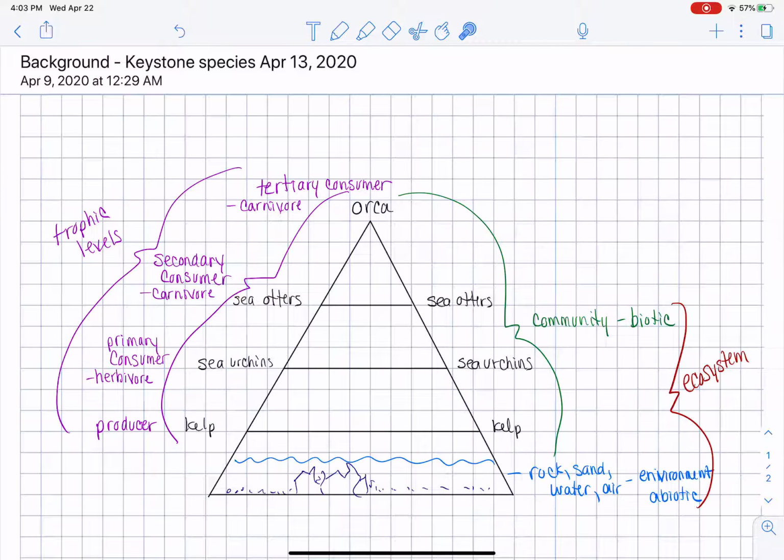Sea otters are then eaten by the orcas, which in this case are a tertiary consumer. They are also called the apex predator in this system. They are the highest of the trophic levels. The trophic levels start at the bottom. Kelp is the first, sea urchins are the second, sea otters are the third, and orcas are the fourth.